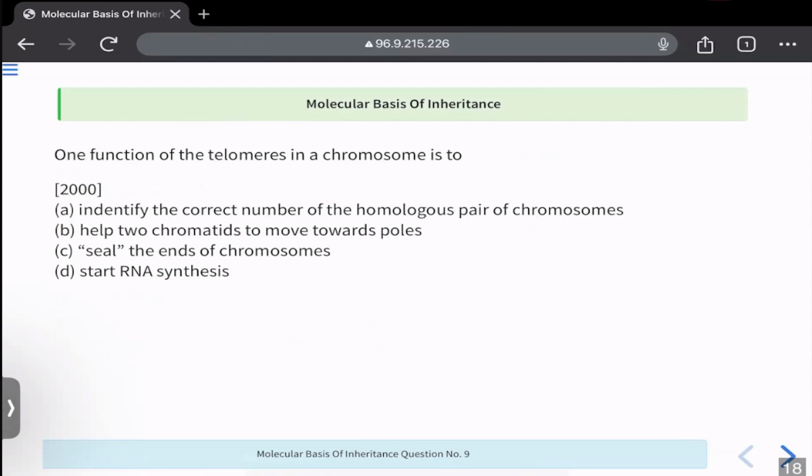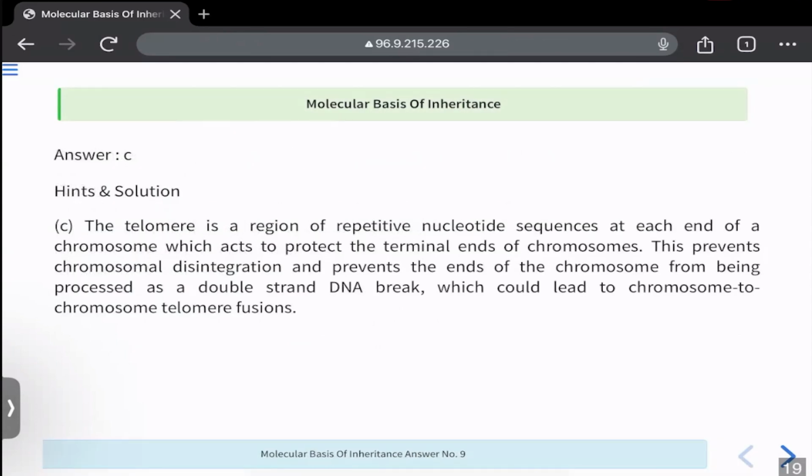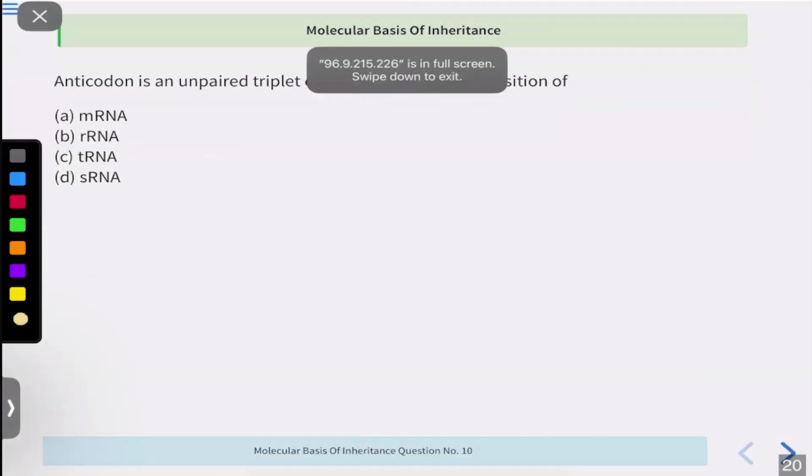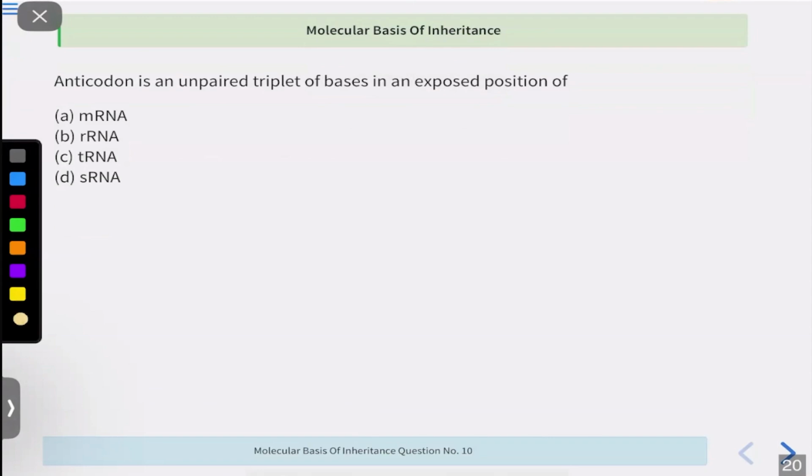So option number C is the correct option. The telomere is a region of repetitive nucleotide sequences at each end of the chromosome, which acts to protect the terminal ends of chromosomes. So it seals off the terminal ends. Now, next question says, anticodon is an unpaired triplet of bases in an exposed portion of. Now, understand this. What is a codon? What is an anticodon? We'll first try to understand that. That will help us to arrive at the answer very easily.